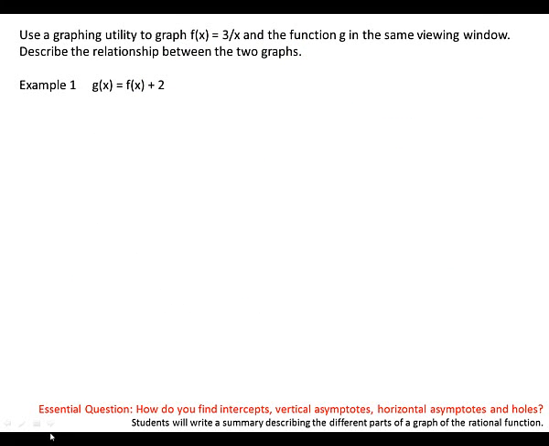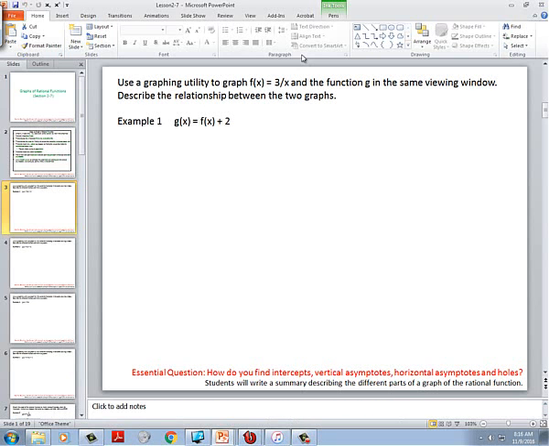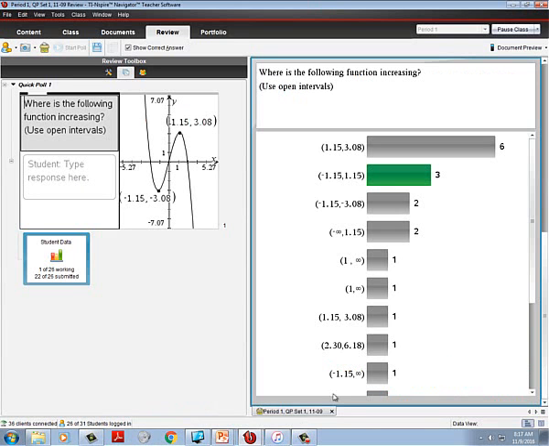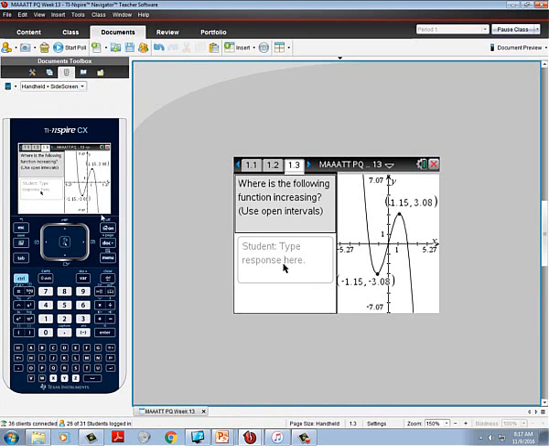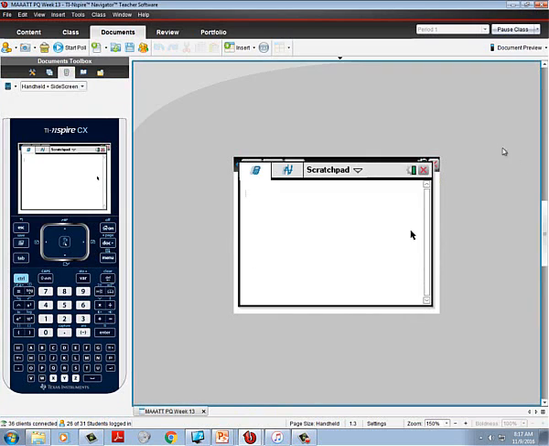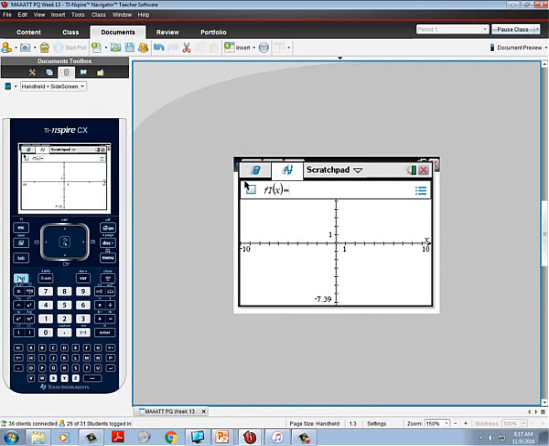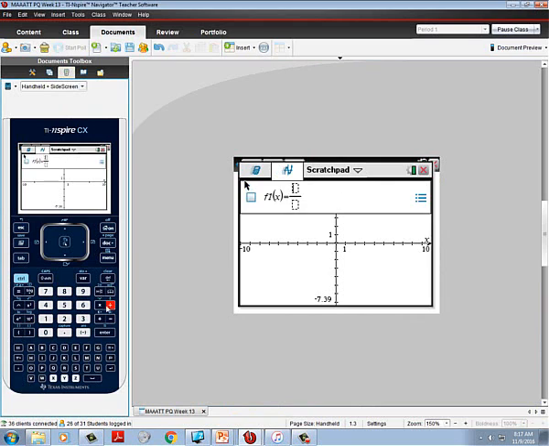Well, the first few are just shifting stuff, okay? So that's the good news. It says use a graphing utility to graph f of x equals 3 over x and the function g in the same viewing window. Describe the relationship between the two graphs. All right, so let's do that. So everybody's on your calculator. I'm going to go to my scratch pad here. All right, and it said we were supposed to put in 3 over x. So we're going to do a control divide, 3, maybe, over x. And go ahead and hit enter and graph it.